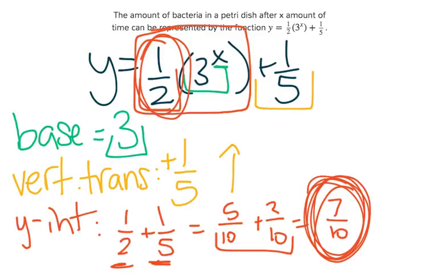So here we have some original population being tripled exponentially, and the total value is being shifted up by 1/5, is being increased. Every single value point is being increased by 1/5.